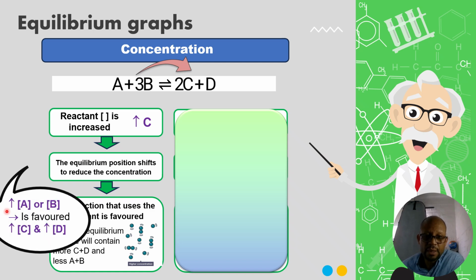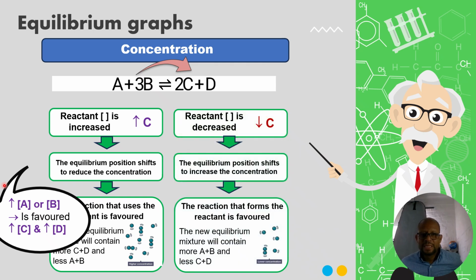And here's a summary. Increase A or B, forward reaction is favored. The concentration of C and the concentration of D is increased. Now, if we're going to decrease the reactant, then the opposite is going to take place.